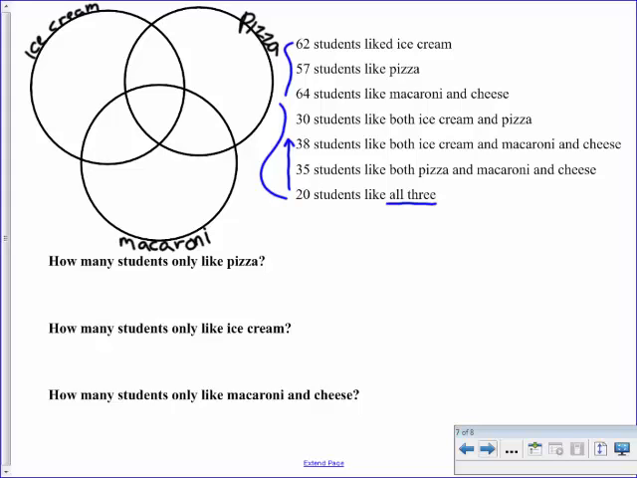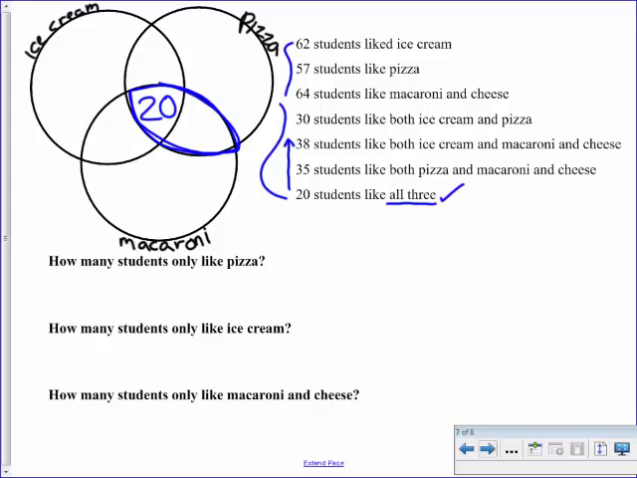So 20 students like all three, so this is where we're looking where all three intersect, and that's always in the middle. So I have 20 that will go in the middle. So we're done with that. Check, done with the first one. Now, it says 35 students like both pizza and macaroni and cheese. So when I look at the pizza and the macaroni and cheese intersection, that's actually this part here that I'm highlighting.